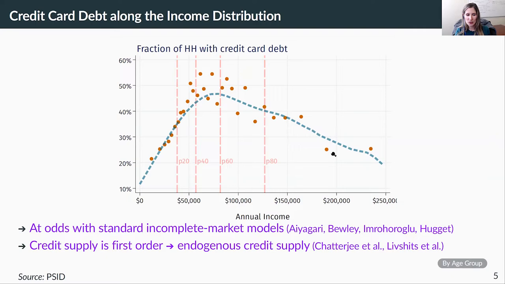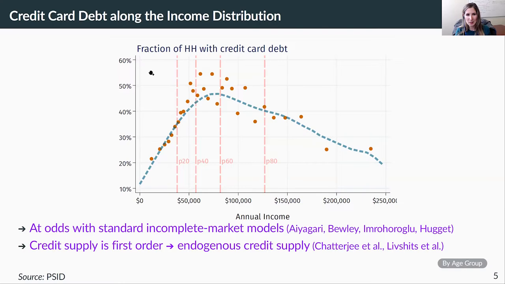Now, what's striking about this is that this upward sloping portion is at odds with standard incomplete market models. In, for example, a typical Aiyagari model, it's these low income states of the world in which you want to have debt, because that's going to help you smooth your consumption as your income fluctuates. So these are the households that we would expect to have the most demand for debt, but in equilibrium, we observe them having the least debt.